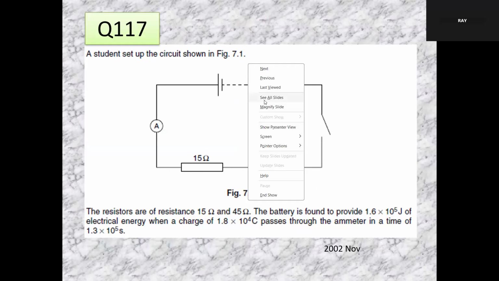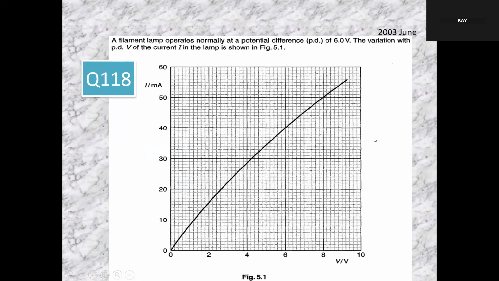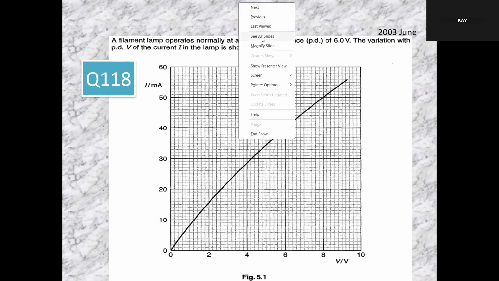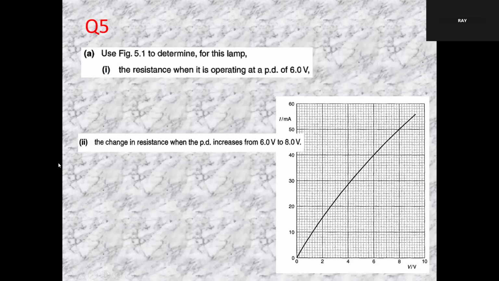Okay, let's try something else. A filament lamp operates normally at a potential difference of 6 volt. The variation with PD of current in the lamp is shown. Okay, that's the curve shown to you. Use figure 5.1 to determine for this lamp the resistance when it is operating at a PD of 6 volt.